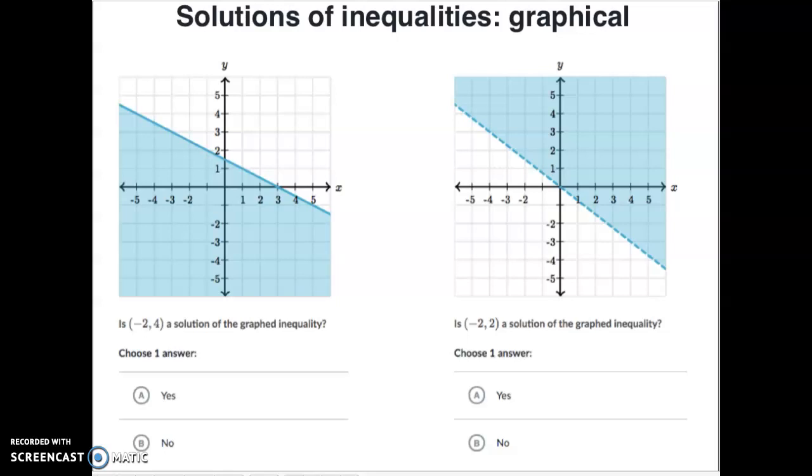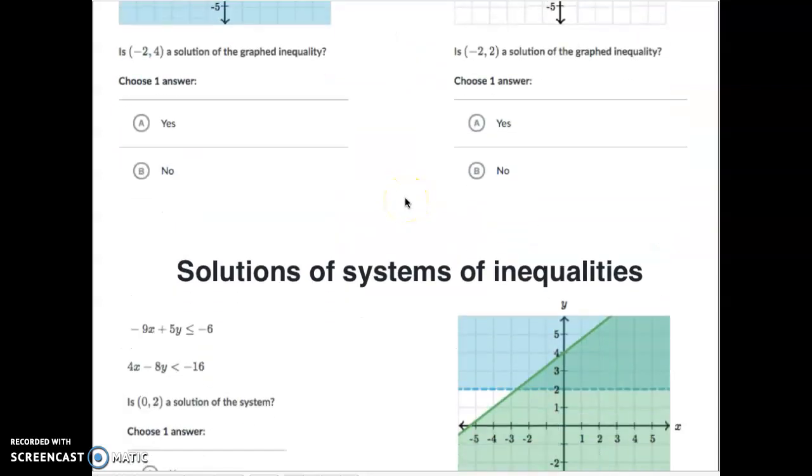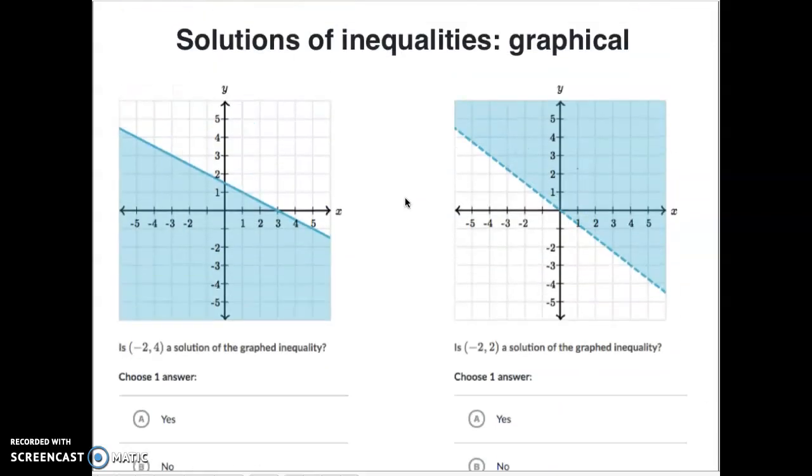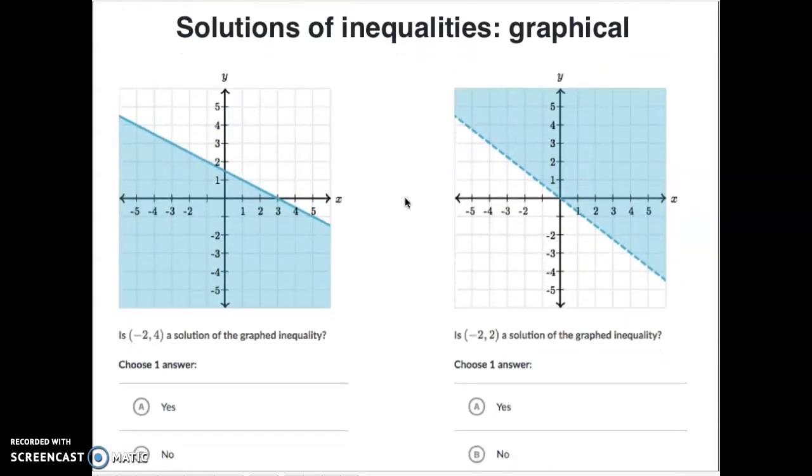All right, intermediate algebra students, today you have two other cons to get done. The first one is going to be solutions of inequalities, graphical, and then the second one will be solutions of systems of inequalities. So let's get started with our first one here. Solutions of inequalities, graphical. This one is quite simple.